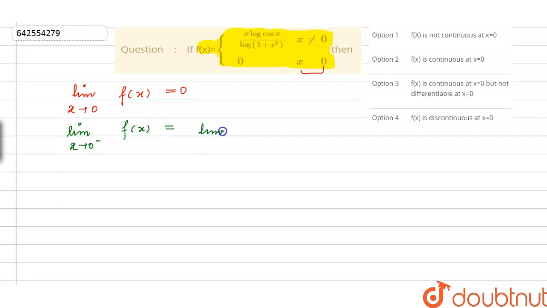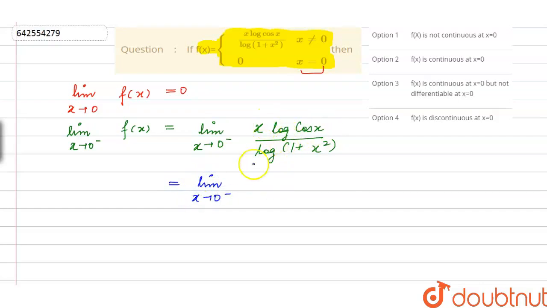And this time it would be equal to limit of x tending to 0 minus, and this is x log cos x divided by log of 1 plus x square, right? Now to solve such kind of problem, first of all we need to substitute the value of x equal to 0 in this equation. When we substitute the value of x as 0, this is 0 multiplied by log cos 0, which is log 1, divided by log of 1 plus 0, which is log 1, and we know that log 1 is 0, so this becomes something like 0 by 0 format.